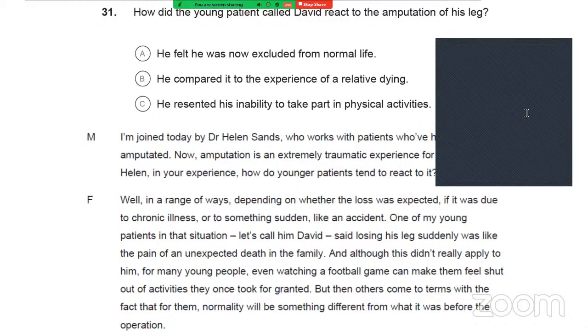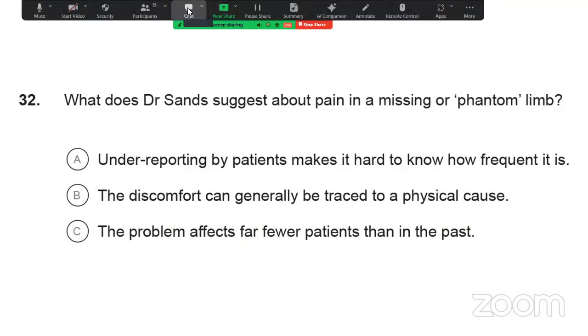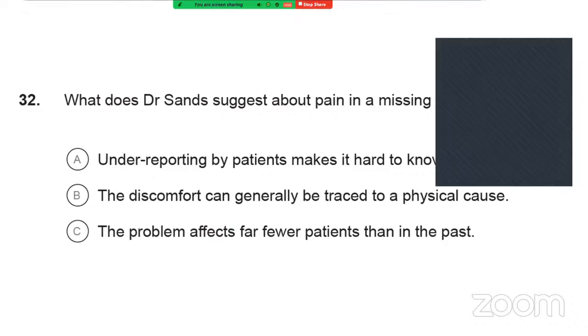So 15 seconds more. So we are moving to the next question. Shall we move on to the next question? If you are clear enough, if you understood everything, then tell me yes. Otherwise, if you have any doubts, you can still ask me.